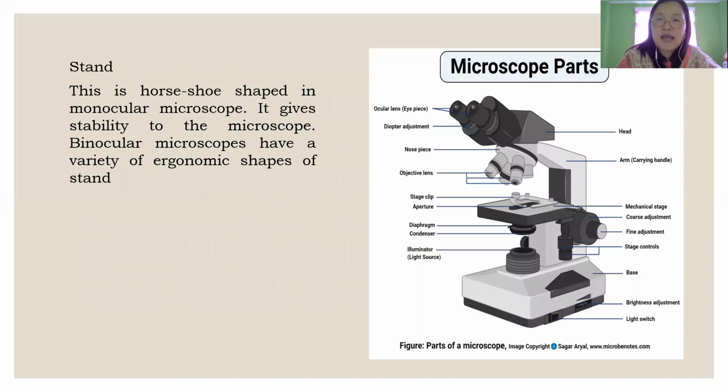As far as the stand is concerned, it is horseshoe shaped in a monocular microscope, and it basically gives stability to any kind of microscope, whether binocular or monocular. As you can see in this picture, from the arm till the end, the part which gives stability to the microscope is called the stand.